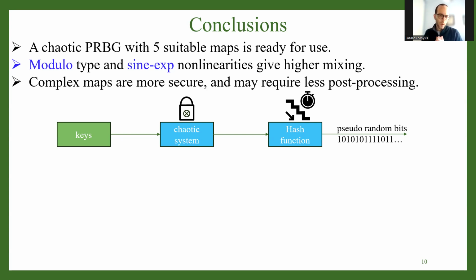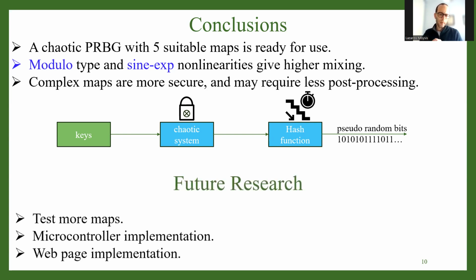So in the future, we want to continue researching PRBGs. What we have in mind is possibly testing more maps. I mean, we have already tested a lot, 10 maps is a lot, but maybe analyzing a little bit further, going to 20 or 25 chaotic maps from the literature. Maybe in combination with some students, we want to do a microcontroller implementation in Arduino boards or whatever and measure the speed between each different chaotic map and the bit generator.